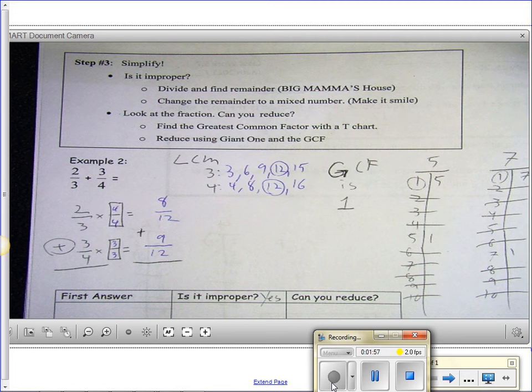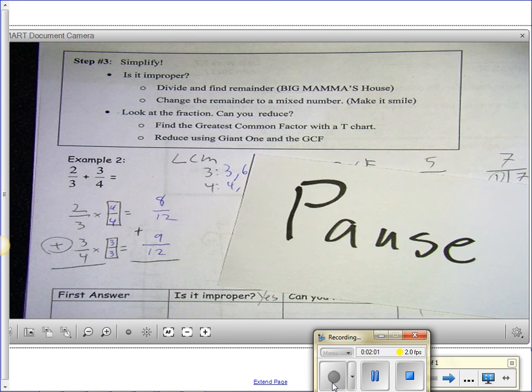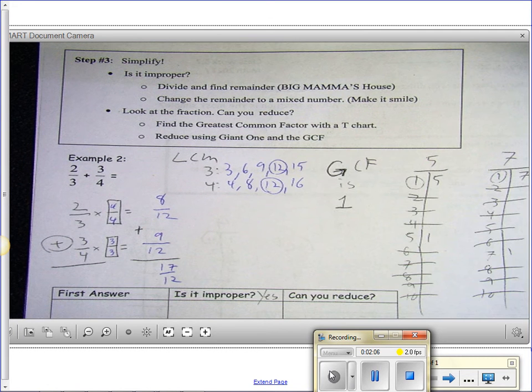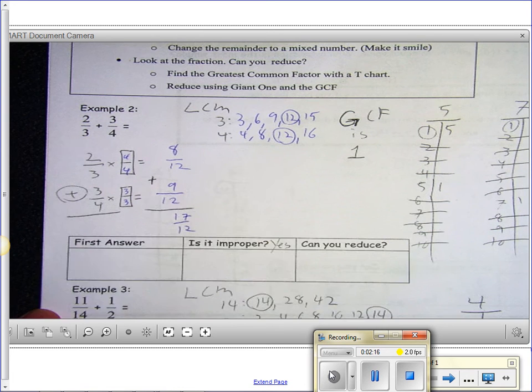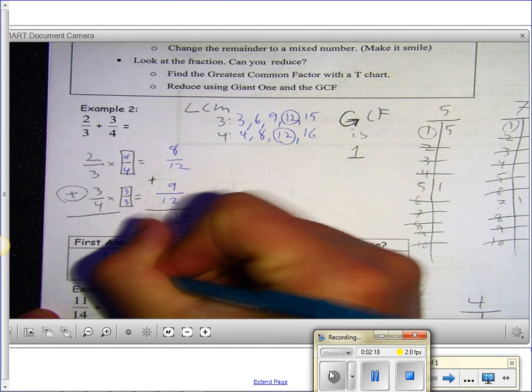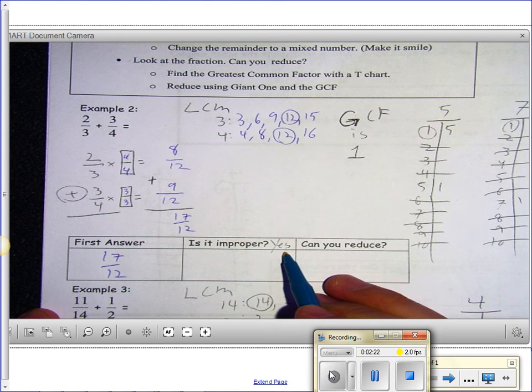Now pause the video and add. When I added the numerators and kept the denominator the same, I got 17/12. I'm going to write 17/12 as my first answer. Now, is it improper? I've already told you that it is.